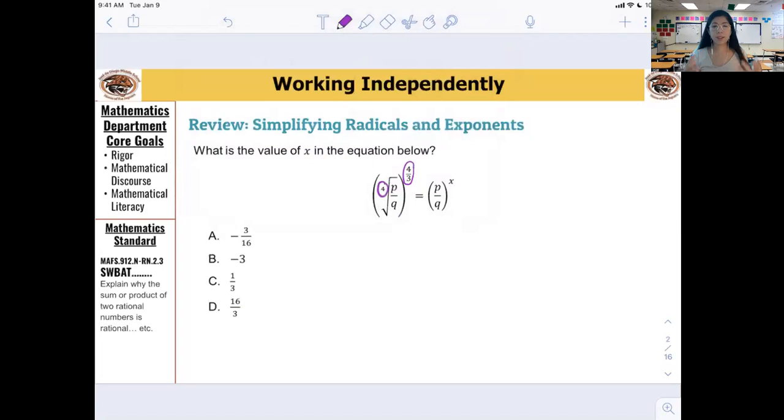And remember what I said, you always want to try to get things to be exponents, because once everything is in exponent form, you can multiply the exponents or maybe add the exponents or just do something to simplify those exponents. So in this case, what should I do first?